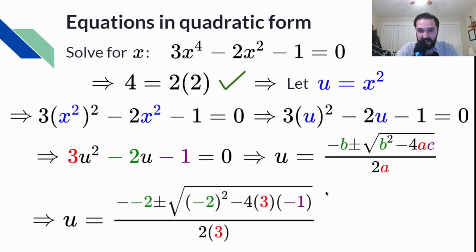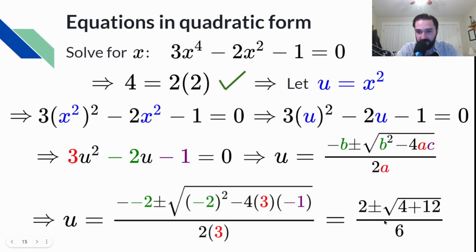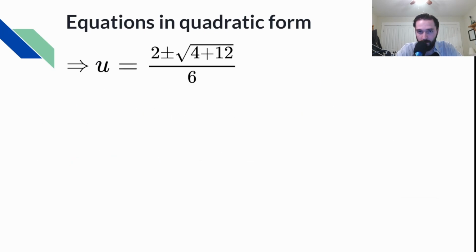So this is what it looks like when we plug in those values, a, b, and c. And we can simplify this. -2 is +2, and then under the square root, this is 4 minus -12. So it's 4 plus 12. And then on the bottom we have 2 times 3, which is 6. Let's take this result to the top of the screen.